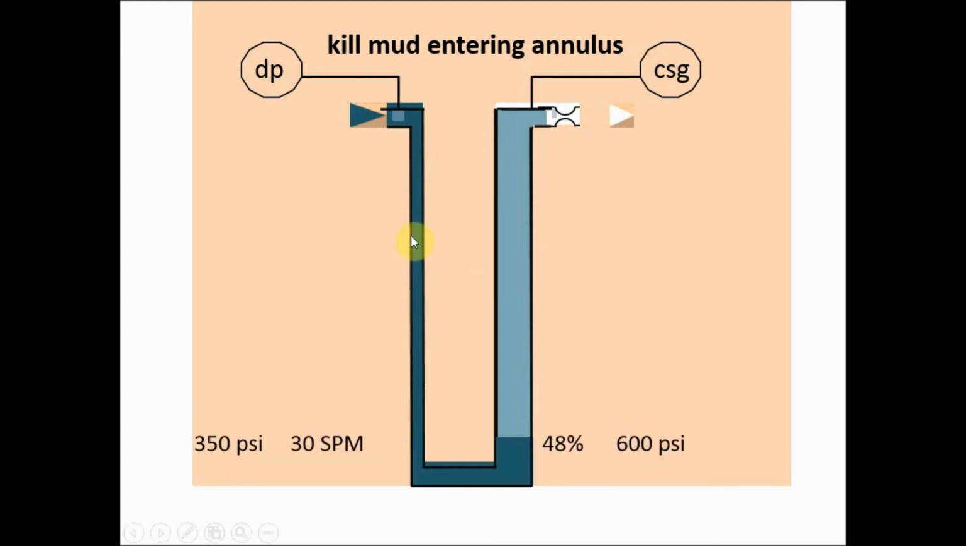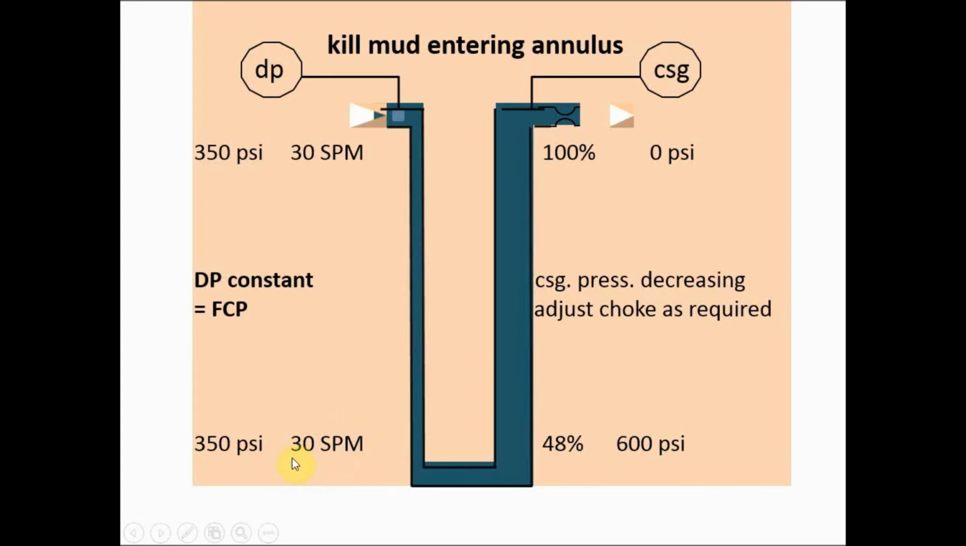We see that during this process, our drill pipe is already full with kill mud and it is homogeneous. That's why drill pipe pressure is constant while pumping the kill mud at the same SPM. So drill pipe pressure is constant, equal to FCP, while casing pressure will decrease from 600 all the way to 0, and we need to maintain the drill pipe pressure constant. So in case the drill pipe pressure is increasing, we will open the choke.